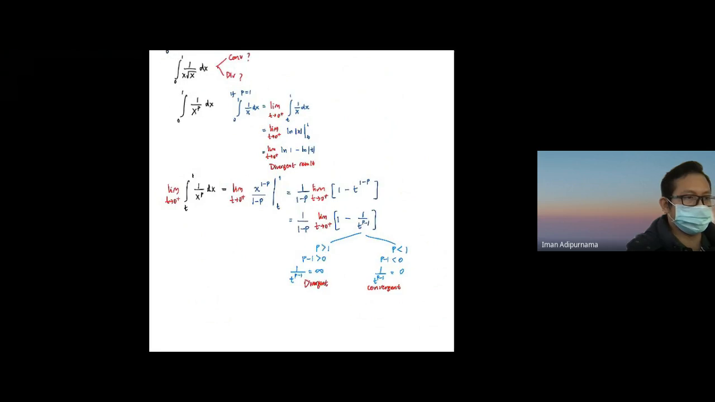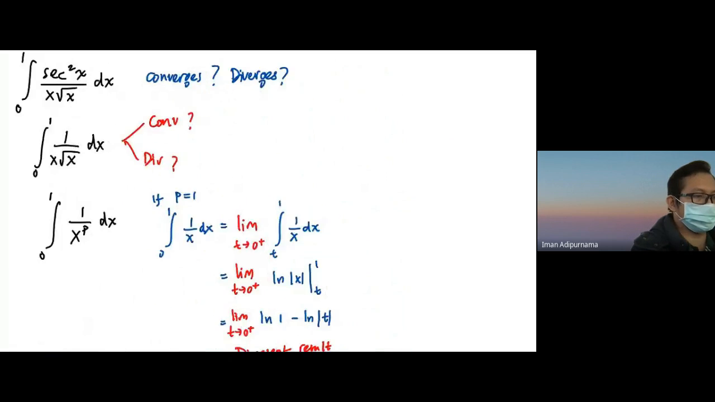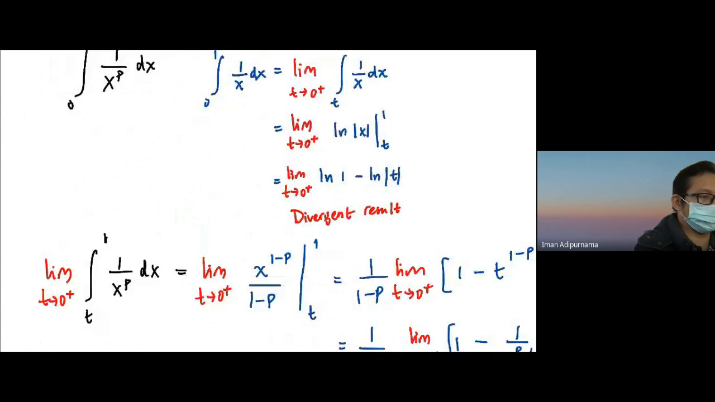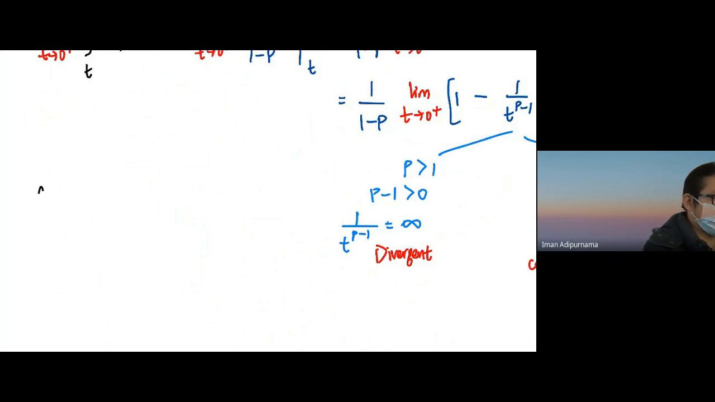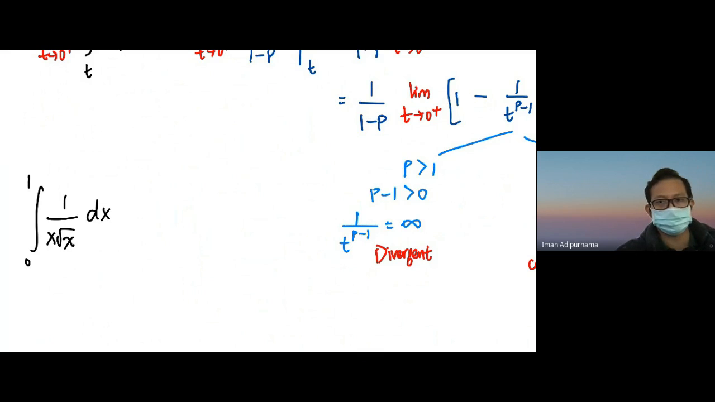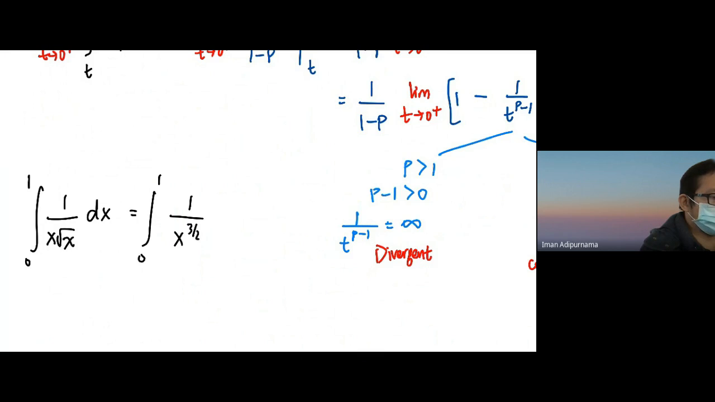If we look back at our question here, the integral from 0 to 1 of 1 over x square root of x dx, we can write this as 1 over x to the 3 over 2 dx, right? Which means p is greater than 1, and when p is greater than 1, as we mentioned, this will be divergent.